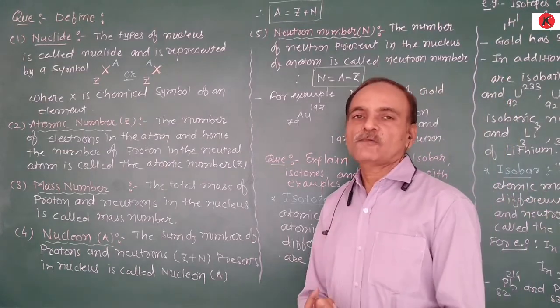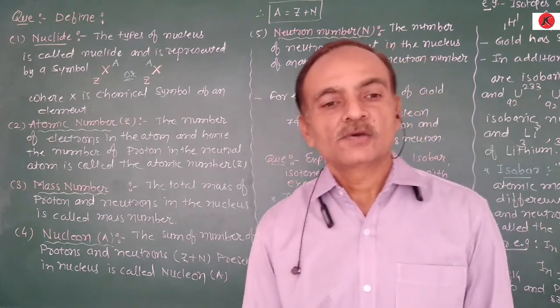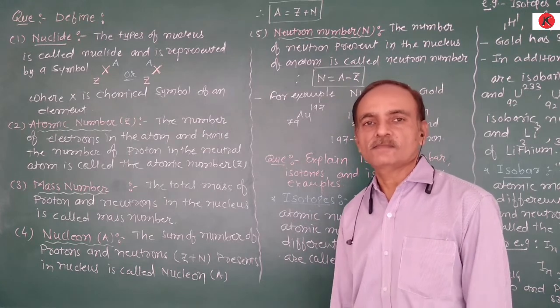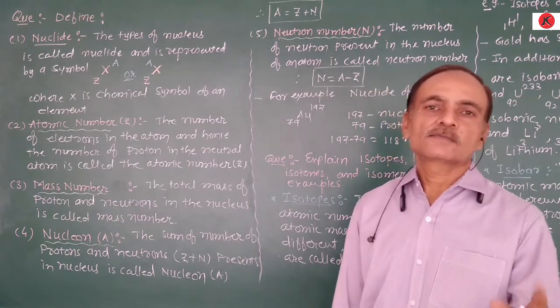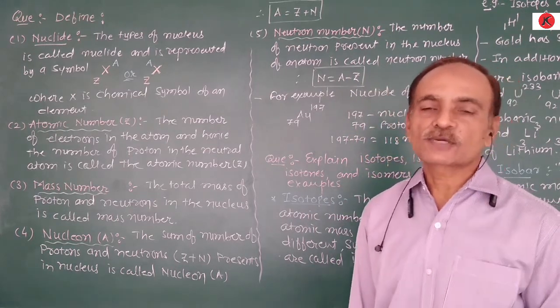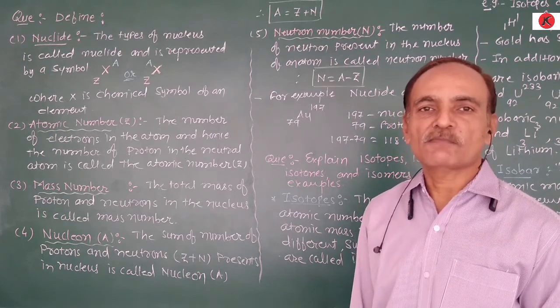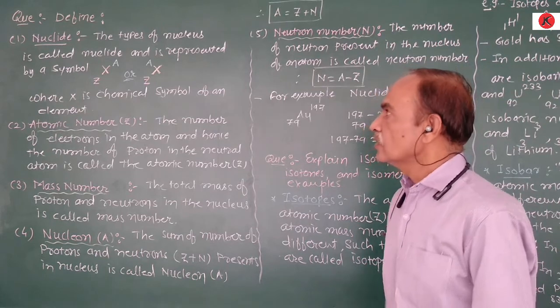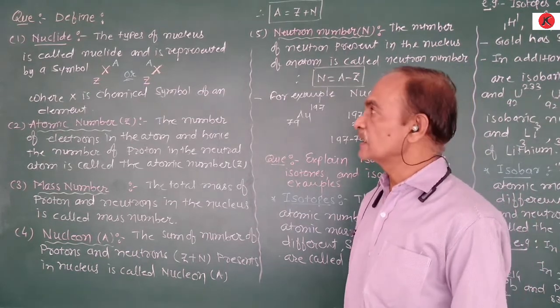After the discussion of what is the nucleus and what is the atomic mass unit, now we are going to define some terms we are using for the nucleus, like what is the atomic number, what is the atomic mass, what is the neutron number, what is the nuclei. So for that purpose, first, the definition of the nuclei.